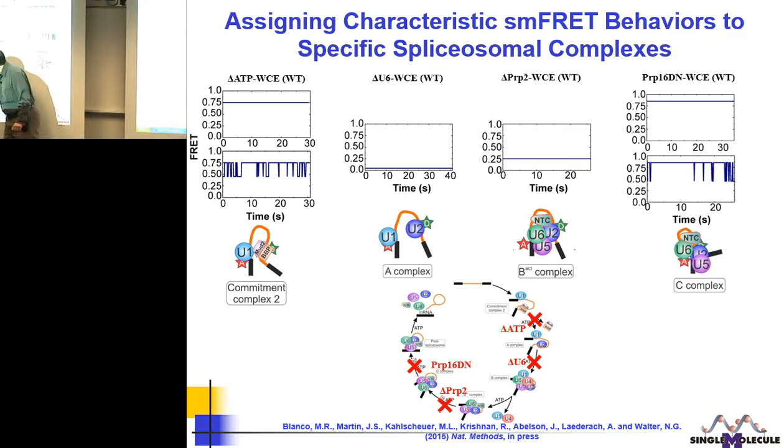But when we cut this off, then we accumulate this guy here that then is associated, say, with this state here, the C complex. Right? So we can start assembling back information on what FRET behavior relates to which of these states on the known splicing cycle.